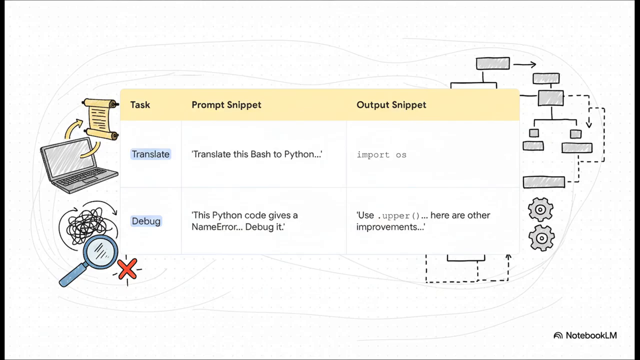Got an old script you need to modernize? Just ask it to translate it. Staring at an error message you just can't figure out? Paste it in and ask the AI to debug it. And what's really cool is that it won't just find the bug, like you see here. It'll often suggest ways to make your code better and more robust.